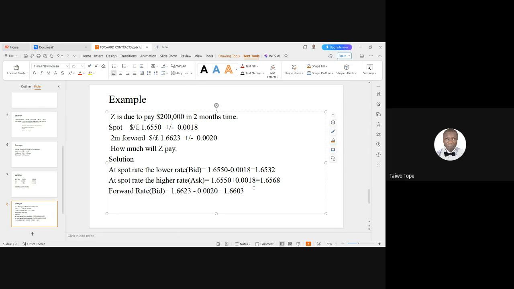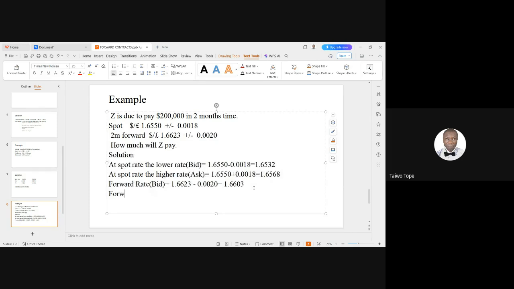And for the forward rates, the ask price will be what? 1.6623 plus what? Plus 0.0020, and the result will be what? To be 1.6643. So the question is this: Z is due to pay 200,000. Z is due to pay 200,000 in 2 months' time.